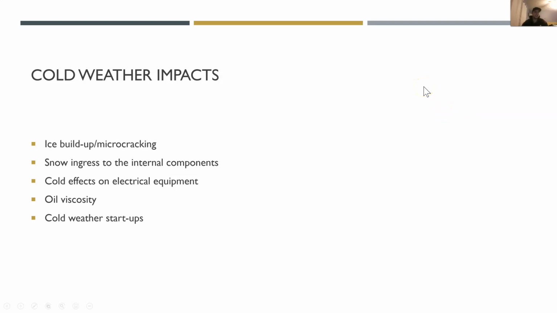So continuing on that, ice buildup on the turbine blades can cause microcracking and eventually lead to premature failure of the turbine blades and could have them needing to be replaced prior to their 20 to 25 year lifespan. Snow ingress to the internal components, like if snow can get into the tower, into the nacelle, it can cause damage to the electrical systems. The cold weather itself can also affect electrical systems such as the generator windings. If the turbine's put in operation and has a cold start and the windings are loaded up too quickly in the cold weather, they can suffer from thermal shock.